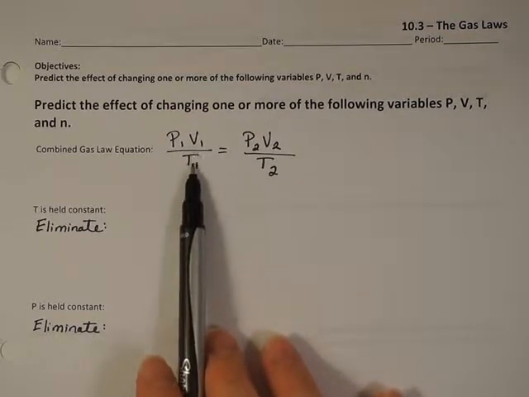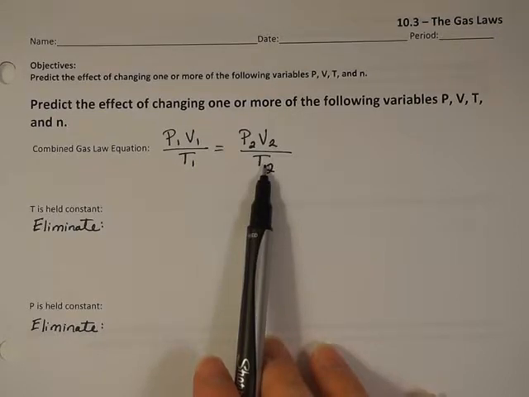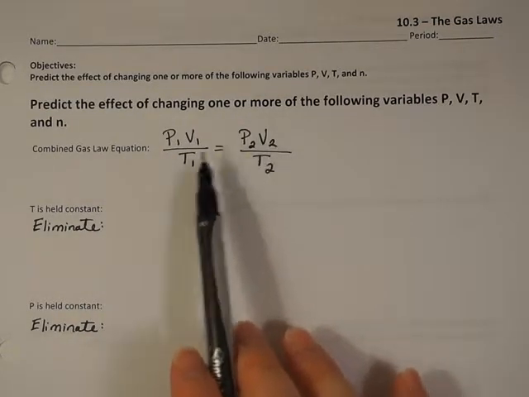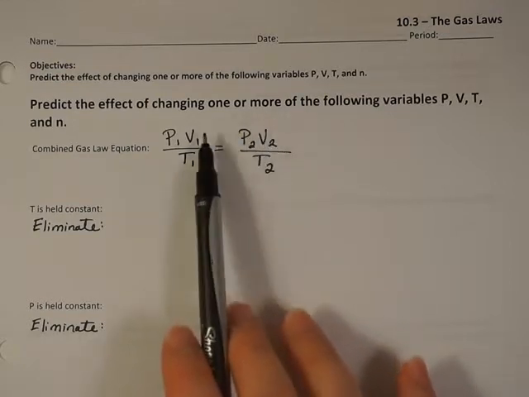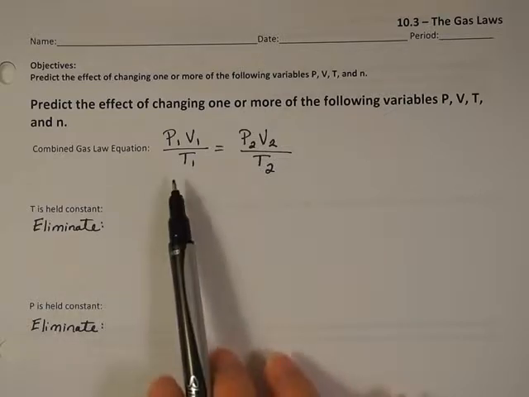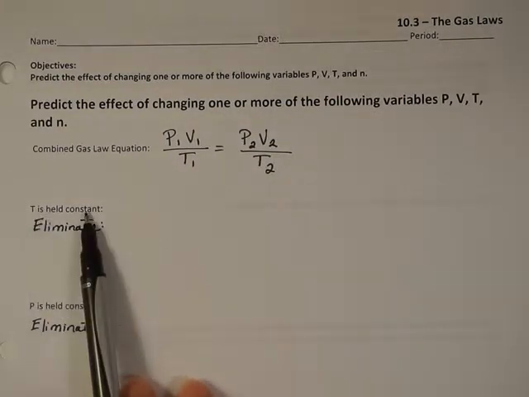P1 times V1 over T1 equals P2 times V2 over T2. And these numbers represent different pressures, volumes, and temperatures, a first condition and a second condition. So how would we change this equation if temperature is held constant?